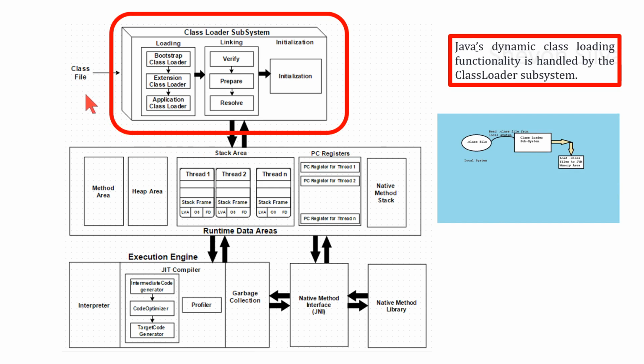Now the class file is moved to the class loader subsystem. Java's dynamic class loading functionality is handled by the class loader subsystem. In this diagram you can see the local system here, the class file is here, and it is read from the local system by the class loader subsystem. Then it loads class files into the JVM memory area, which is represented here in this diagram.